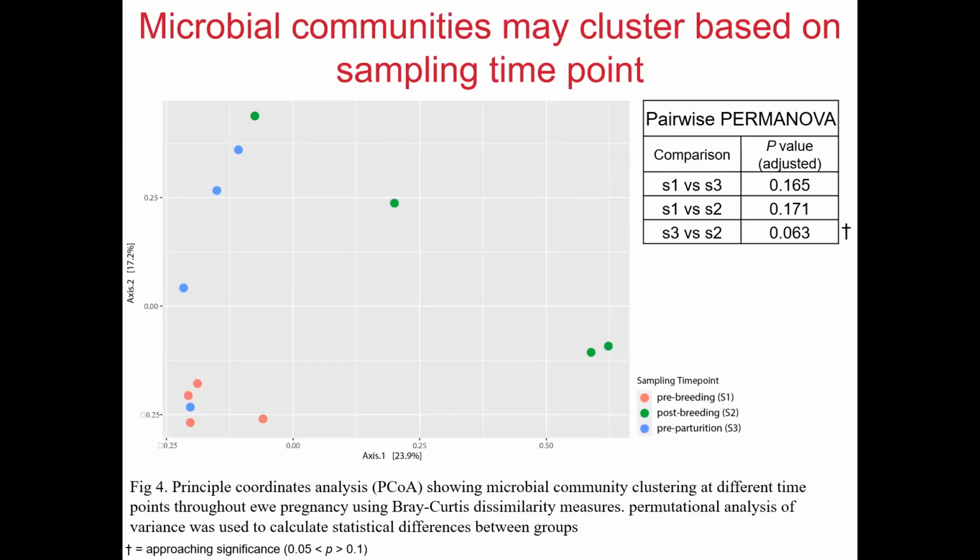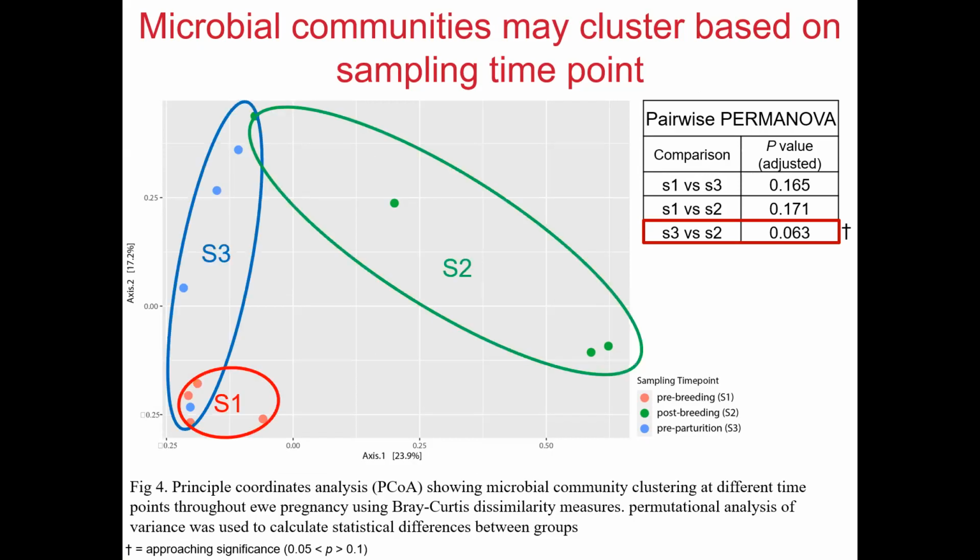A similar story is seen when comparing the entire microbial communities between time points. Once again, each dot represents an individual sample's entire community. They are then colored by the time point that they were taken in. We see that there is a possible difference between time points S2 and S3 and very distinct clustering occurring within sampling time point.